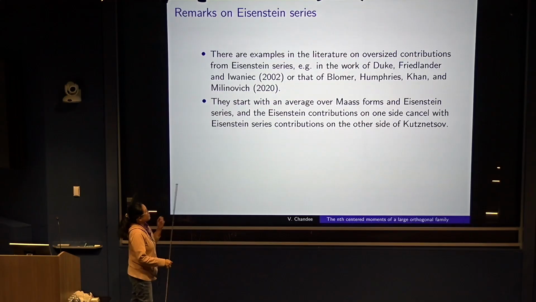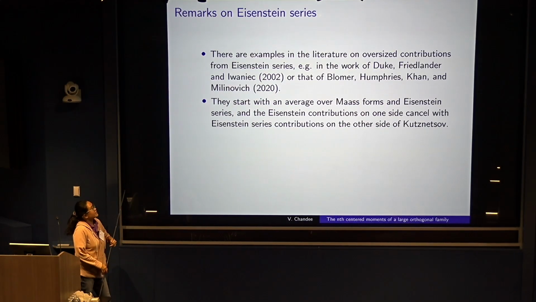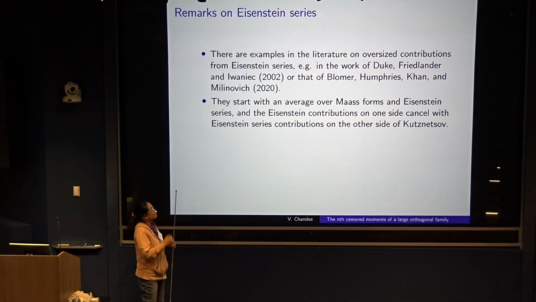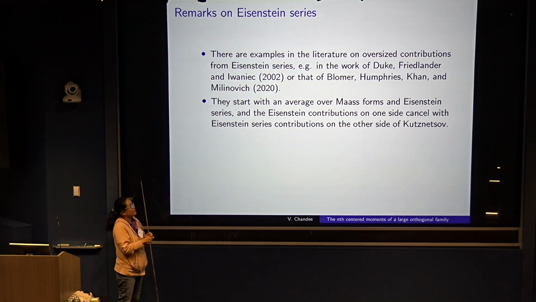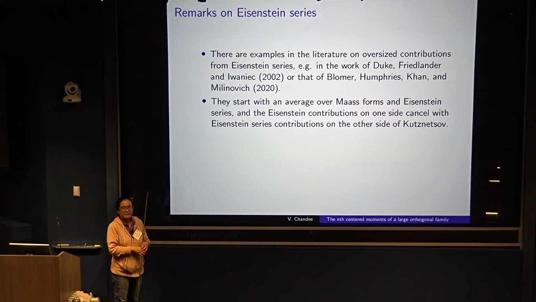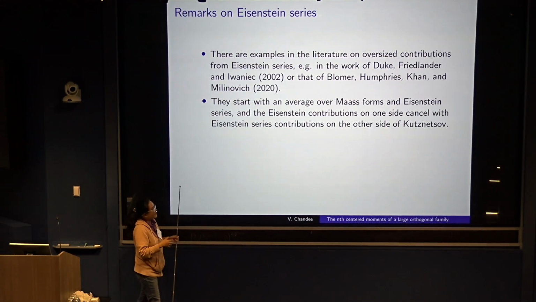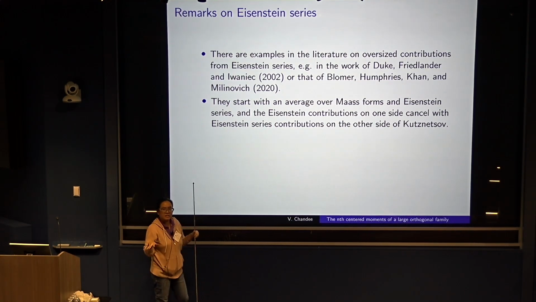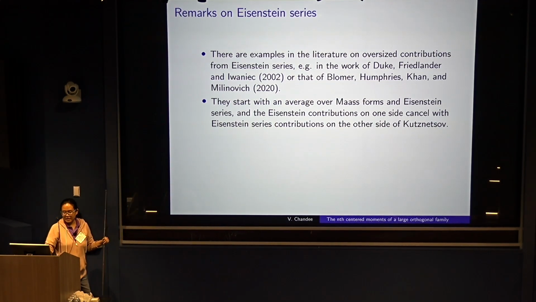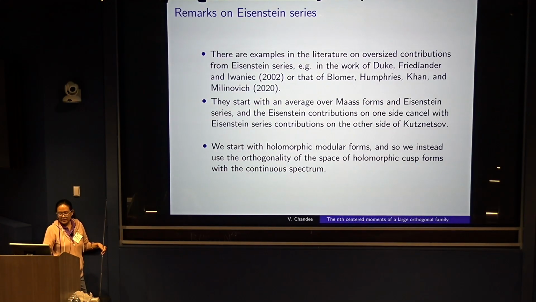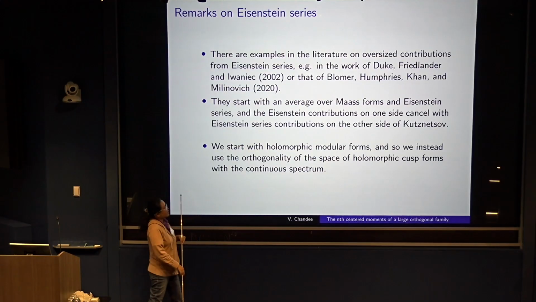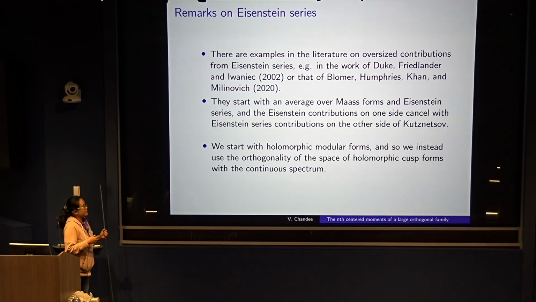So this appears in the work, for example, of Duke, Friedlander, Iwaniec, and also Blomer, Humphries, Khan, and Milinovich. They start on the average over Maass forms and Eisenstein series. They do a Kuznetsov formula. They get another Eisenstein series. And then it turns out that both are big, but they cancel each other. So what we have here is we're going to start with holomorphic modular forms, and we're going to use orthogonality of the space of holomorphic cusp forms instead.